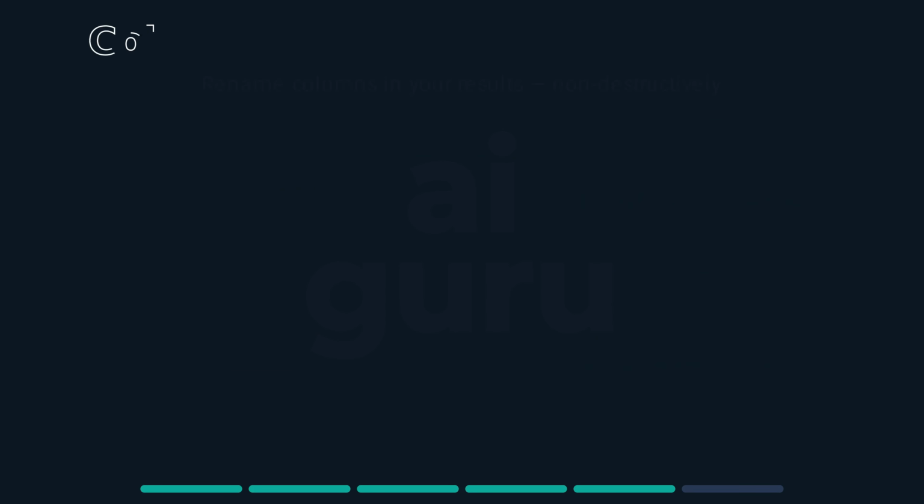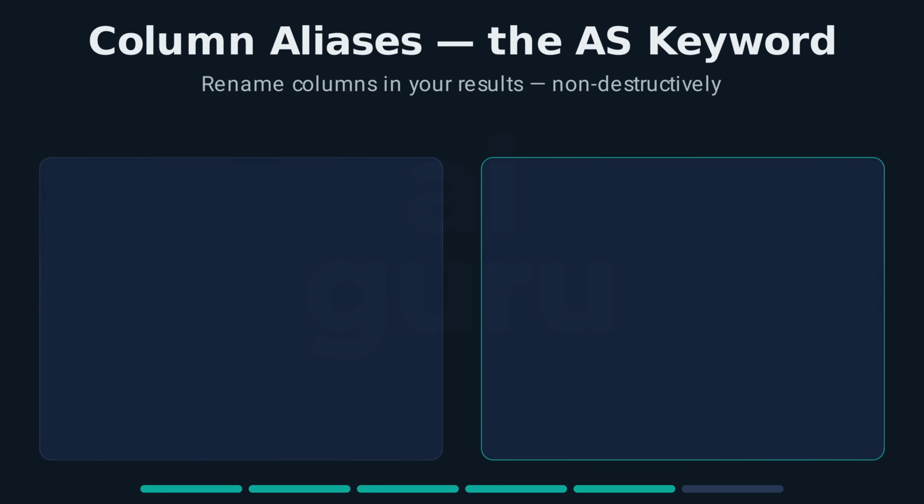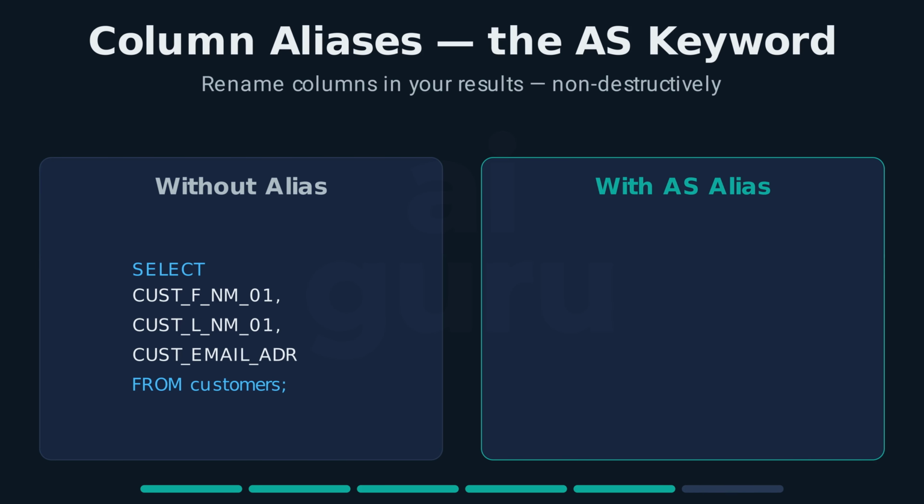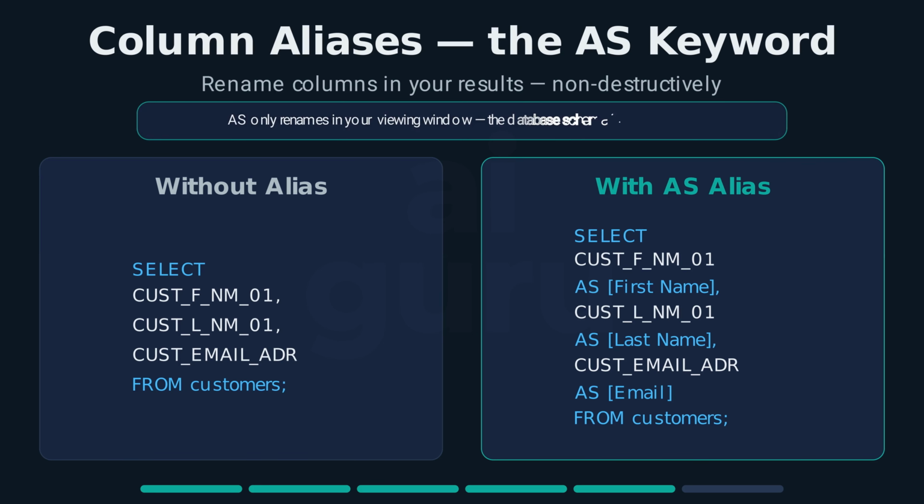Got it. Now, assuming I typed it perfectly, I get my list back. But sometimes, the people who built the database use terrible naming conventions. Oh, absolutely. Like, the column might be called cust_f_nm_01. If I hand that to the marketing director, she's going to ask me what language I'm speaking. Which is exactly why we use aliases. You can cosmetically rename any column right in your query using the AS keyword. Okay, how does that look?